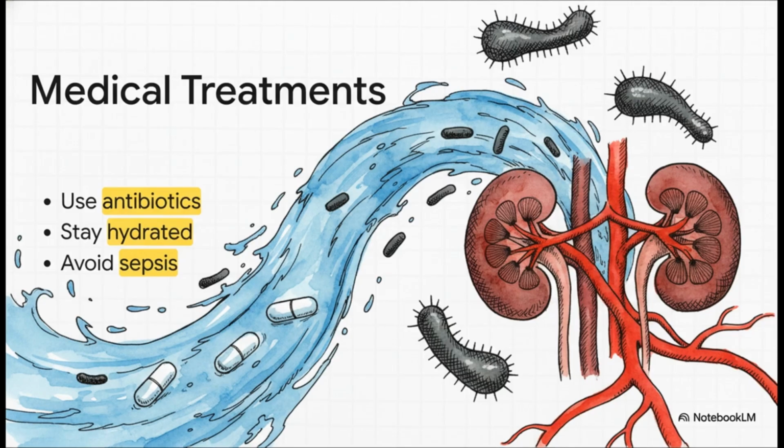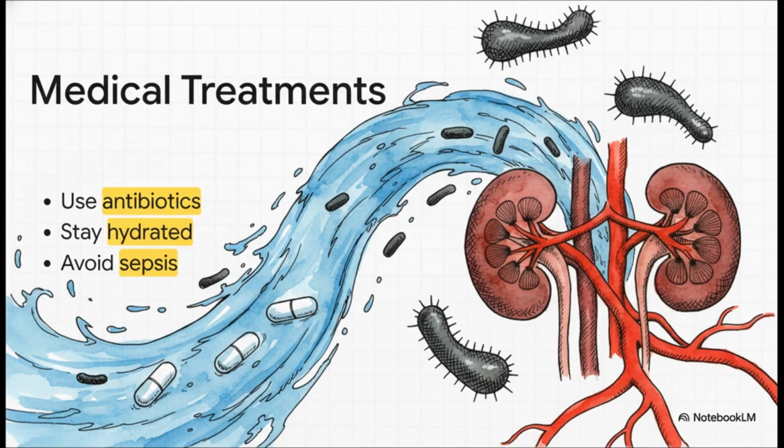But I have to sternly warn you about the risks of leaving a UTI untreated. The bacteria can ascend, causing permanent kidney damage. Even worse, if they cross over into the bloodstream, it triggers sepsis, which is a life-threatening systemic crisis. And in pregnant women, untreated UTIs carry severe risks of premature birth and low birth weight. It's definitely not something to be ignored.